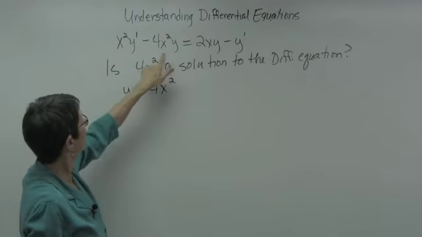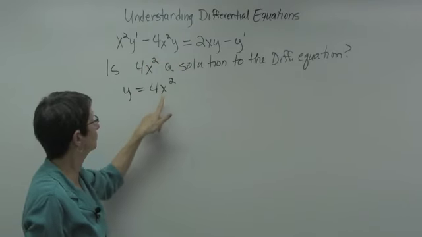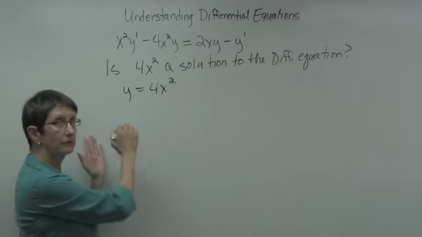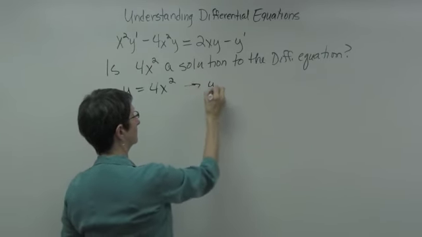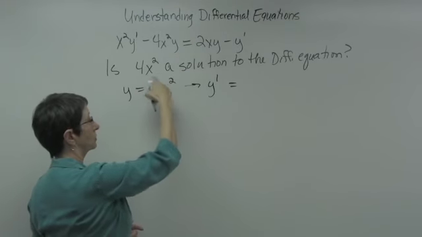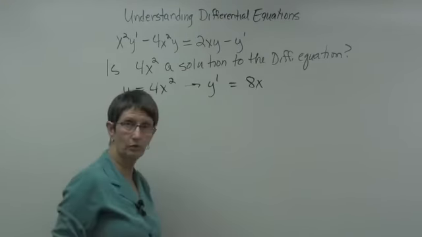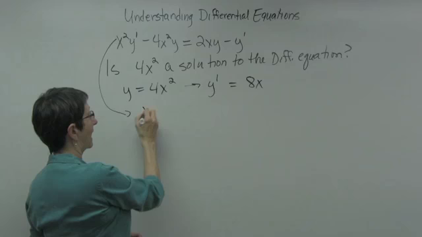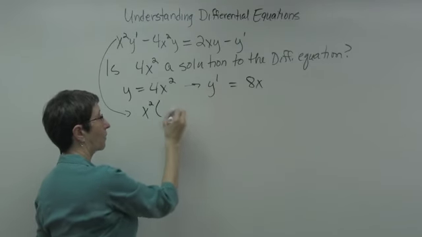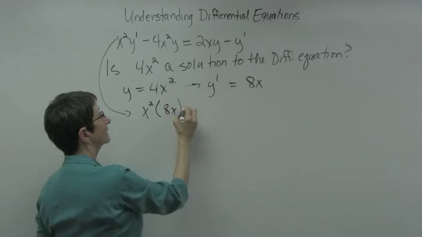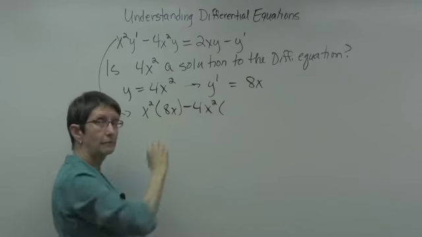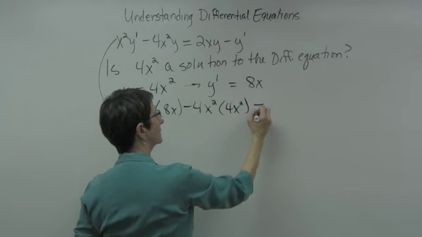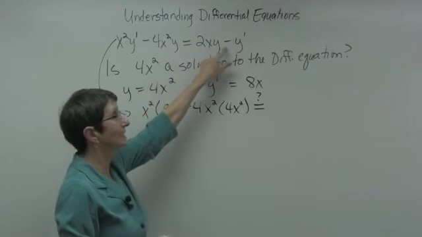In the equation, I have a y, so what I'll do is substitute 4x squared in place of y, and I also have y prime, so I need the derivative. So y prime is equal to 2 times 4, which is 8x. So I take the derivative, and now I go back to my differential equation and plug in. I have x squared times y prime. Y prime is 8x. Minus 4x squared times y. Y equals 4x squared. And the question, does that equal this side of the equation?